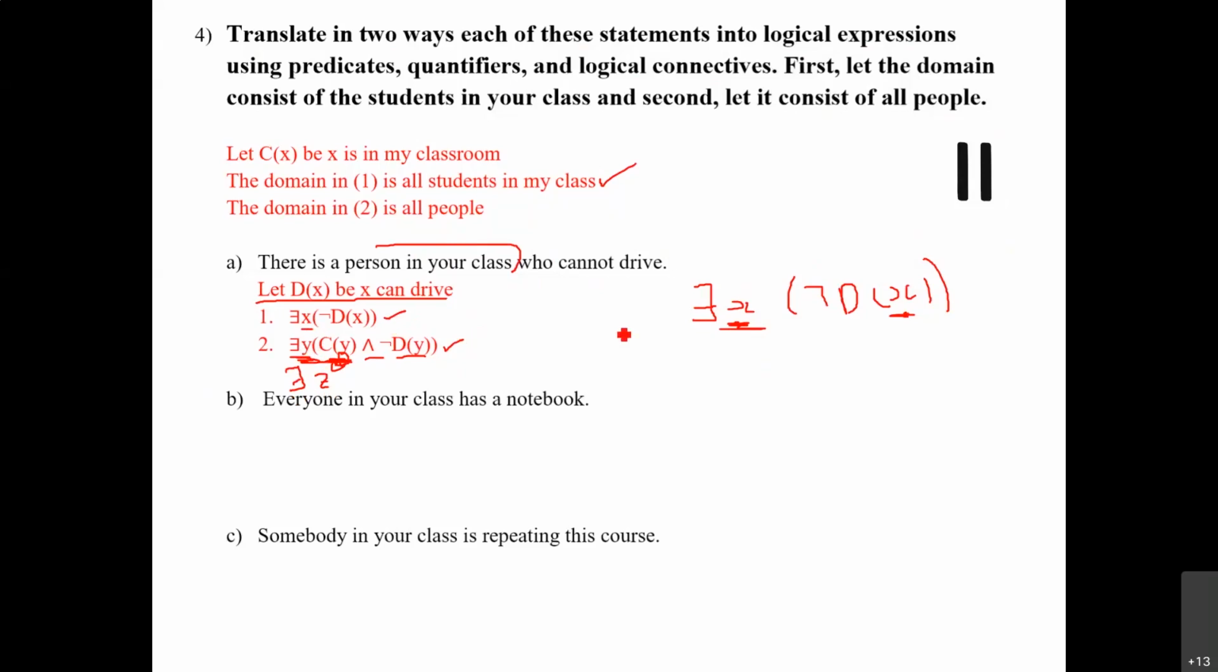Okay? Take a few minutes, try to solve part B and part C. If you have any questions, let me know. I'll be right here. In part B, the domain is all the class or all the people. You want to do it for both of them. This is going to be for all the parts. You have to do it first if the domain is your class, and then if the domain is all the world. Okay. We just do part B. I'm going to give you one more minute. If you finished part B, do part C.